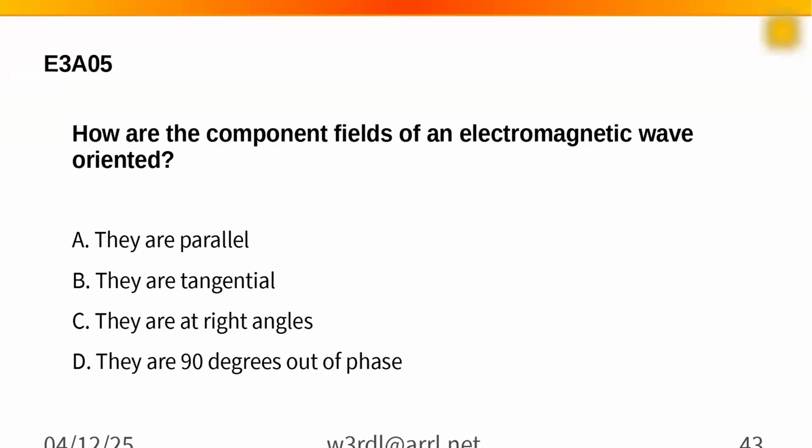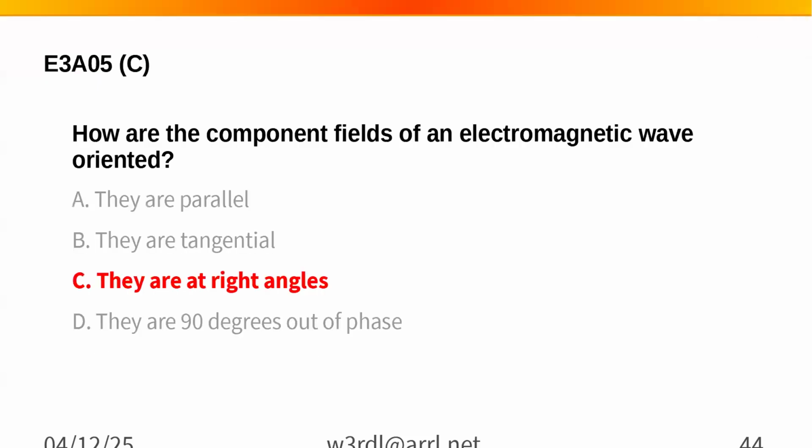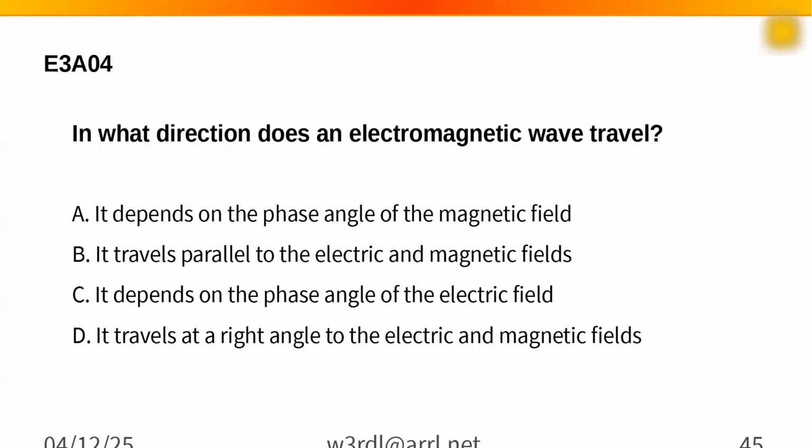So how are the component fields of an electromagnetic wave oriented? Charlie. They're not 90 degrees out of phase? Okay, you can do that. Well, they are. Yeah, there's a 90 degree. But that's not the right answer that they want. Gotcha. Although I think they're out of phase. In what direction does an electromagnetic wave travel? The alternative.